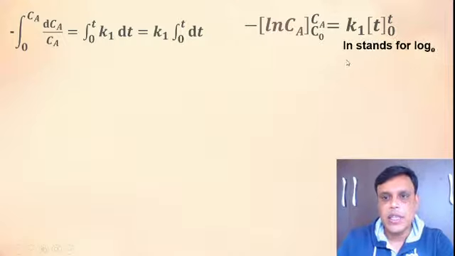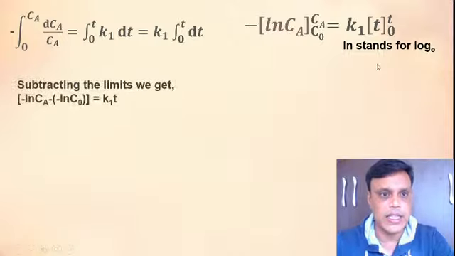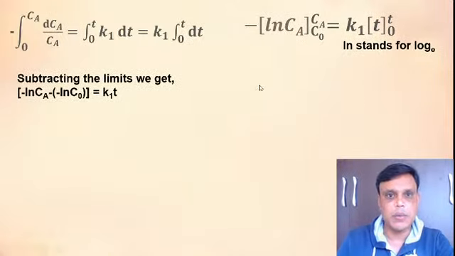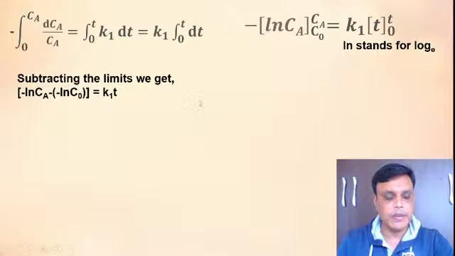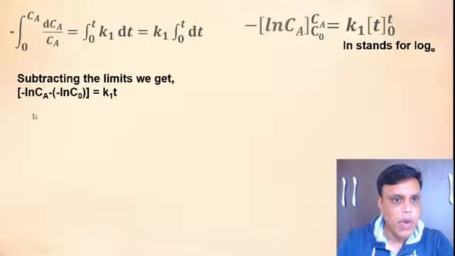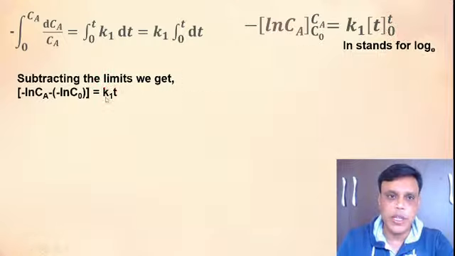Then here this ln term is there. This ln stands for log to the base e. Then next, after subtracting, we will subtract the upper limit Ca minus C0, here t minus T0. So after subtracting the lower limit from the upper limit, we will get this equation: minus ln Ca minus ln C0 is equal to k1 t, because t minus 0 will give you t.